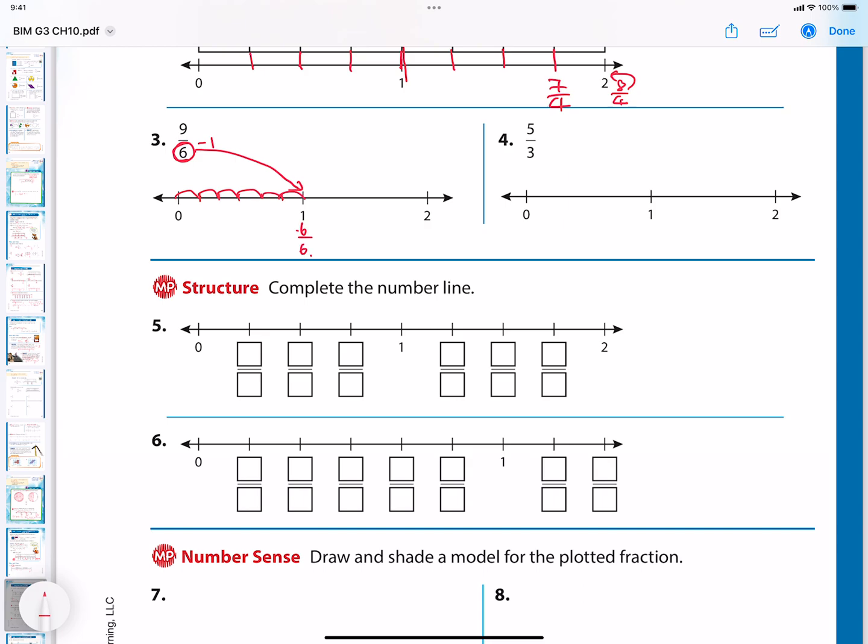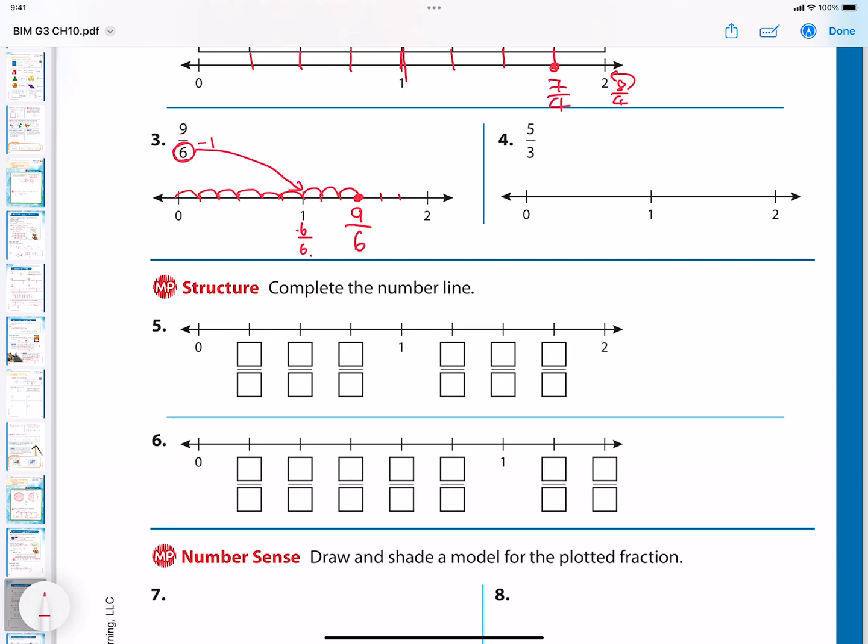And then I'm going to split that again, 5 tick marks. 1, 2, 3, 4, 5. Okay, now I'm going to move on from 6/6, 7/6, 8/6, 9/6, 9 over 6. Okay, that's it. You need to plot it here.